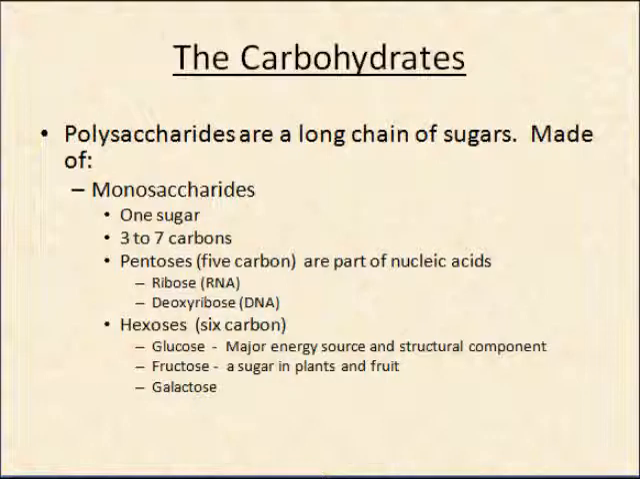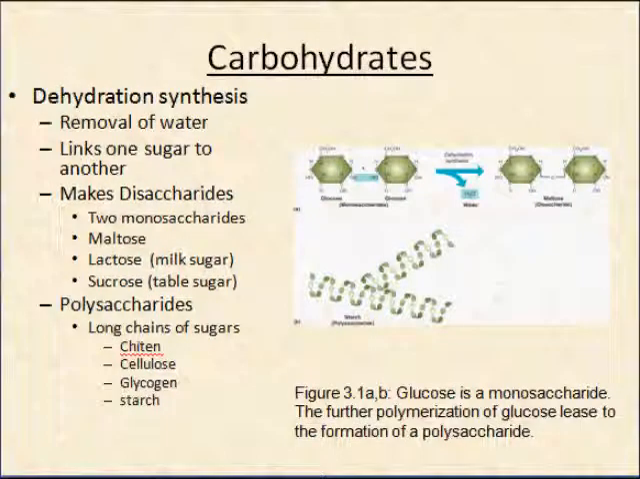We also have galactose. Now, if we are going to put these together, we use, again, this dehydration synthesis. And what we do is we remove water, and that allows us to link one sugar to another. And in doing so, we can make disaccharides. That is, 2 monosaccharides. These are the ones that you may be more familiar with. Maltose, lactose, which is in milk, and sucrose, which is table sugar.